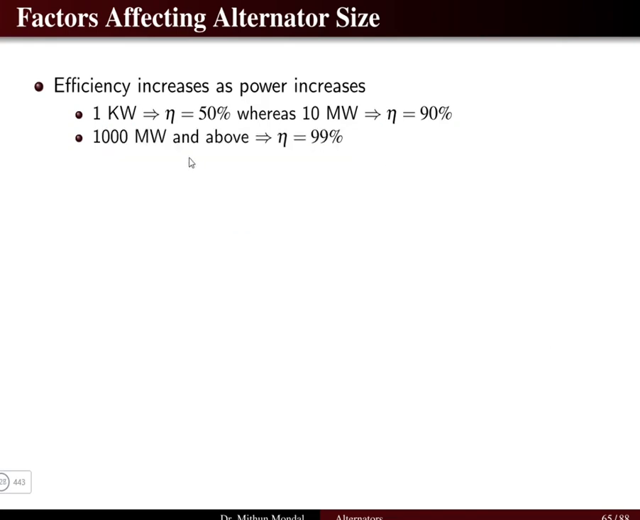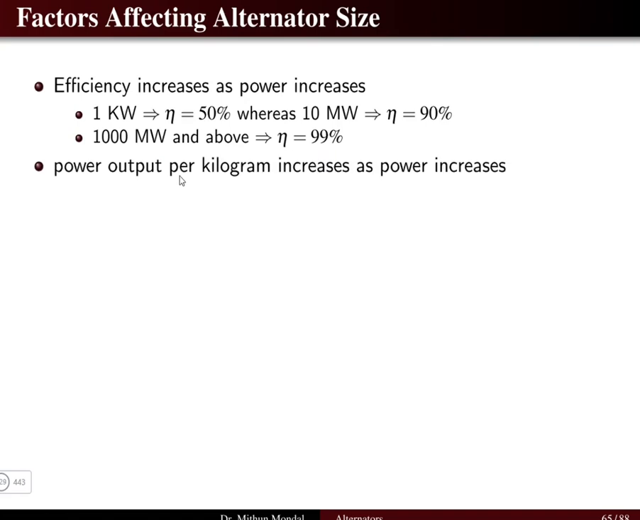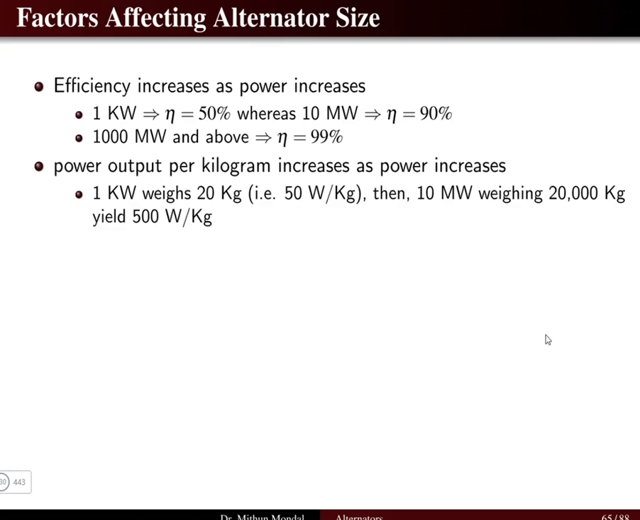Similarly, for an alternator which is above 1000 megawatt, the efficiency is close to 99%. It means the losses reduce when the power increases. The power output per kilogram increases as the power increases. So as the power of the alternator increases, the efficiency increases and the loss decreases.